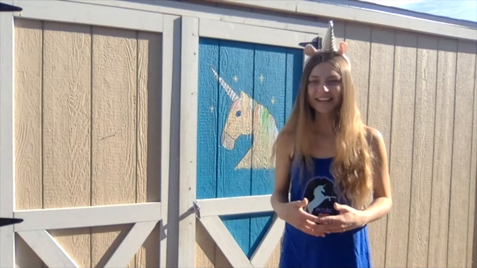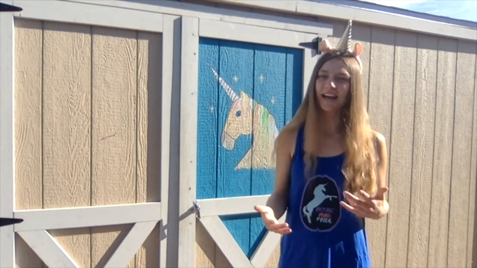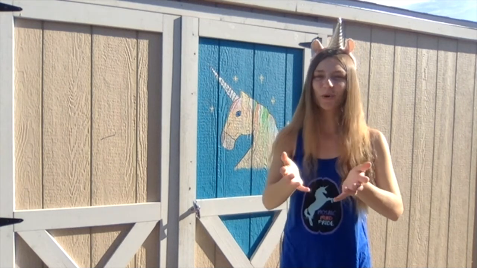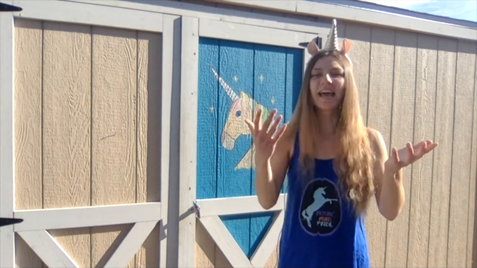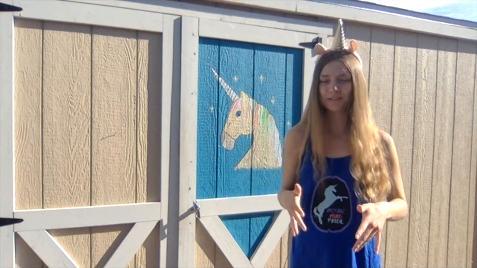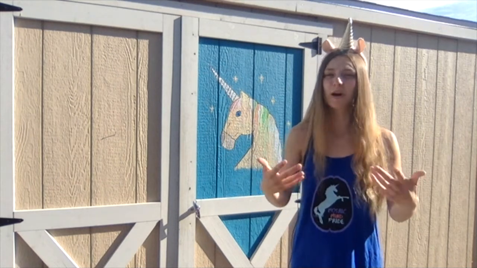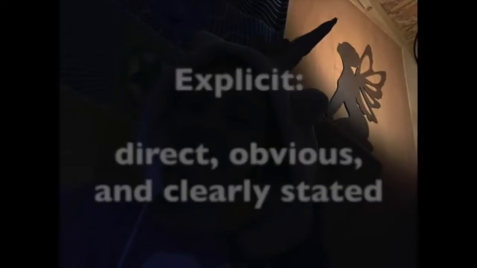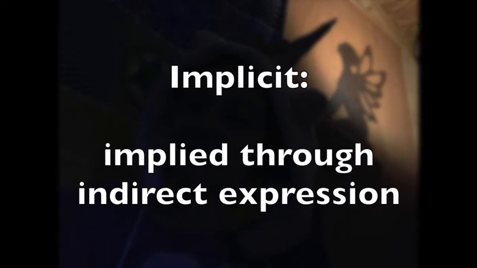In order to understand the language of consciousness, we need to look at these two words that are the two sides to the same coin: implicit and explicit. Explicit and implicit are both adjectives. They're both words used to describe something. Explicit means direct, obvious, and clearly stated. Implicit means implied through indirect expression.